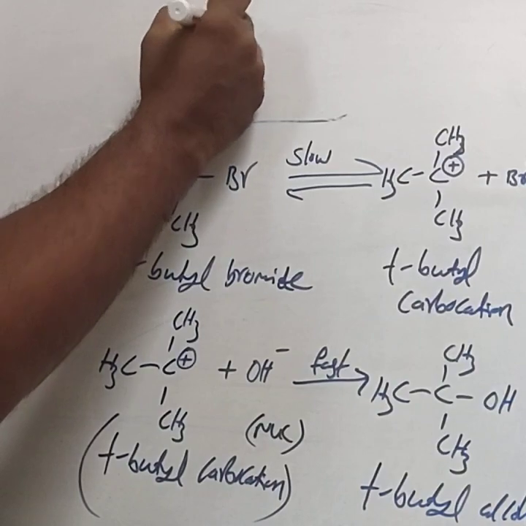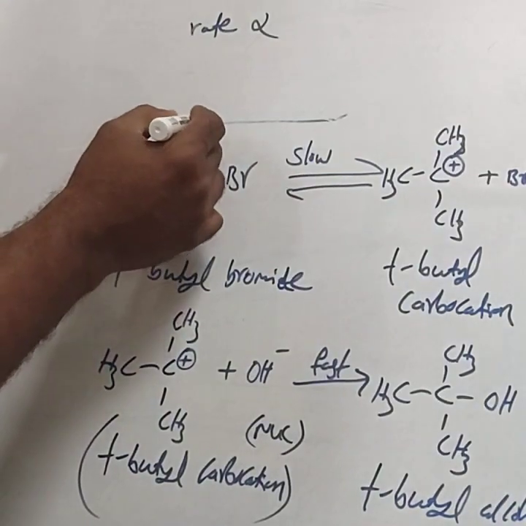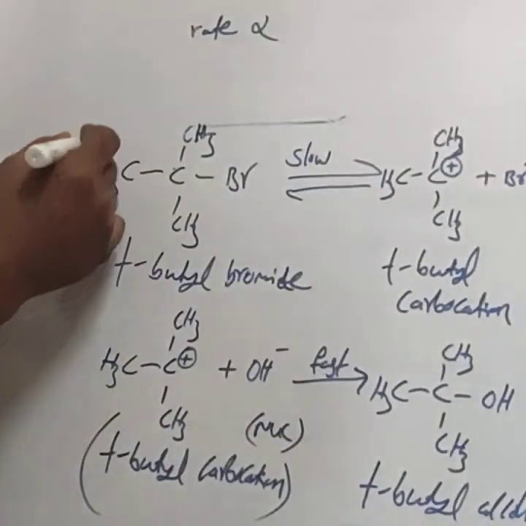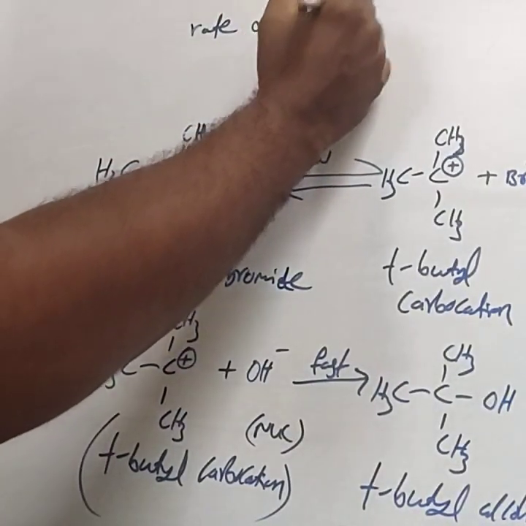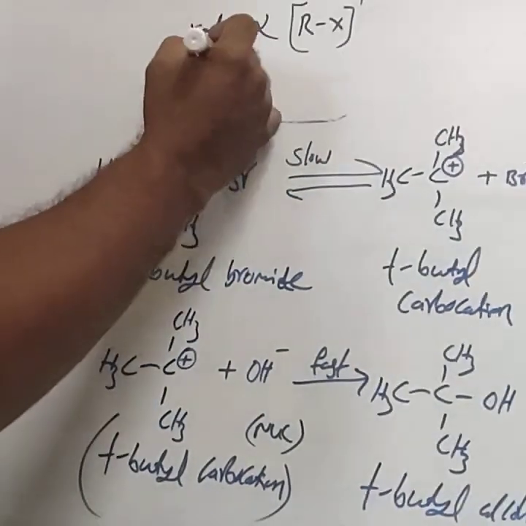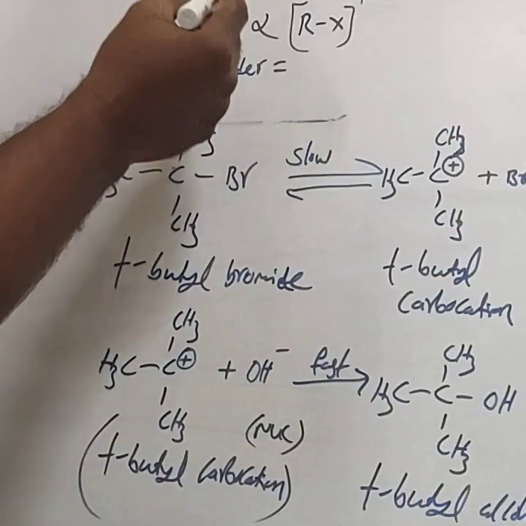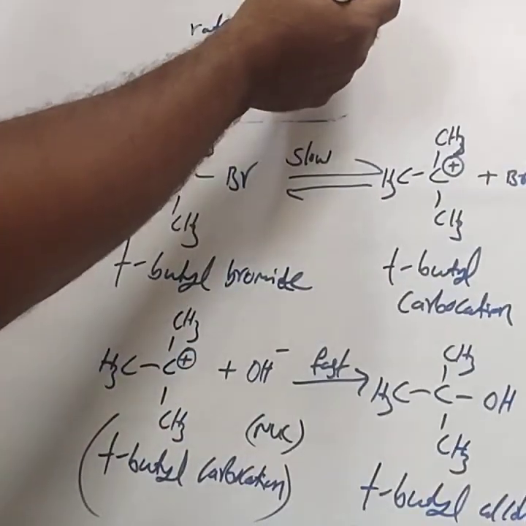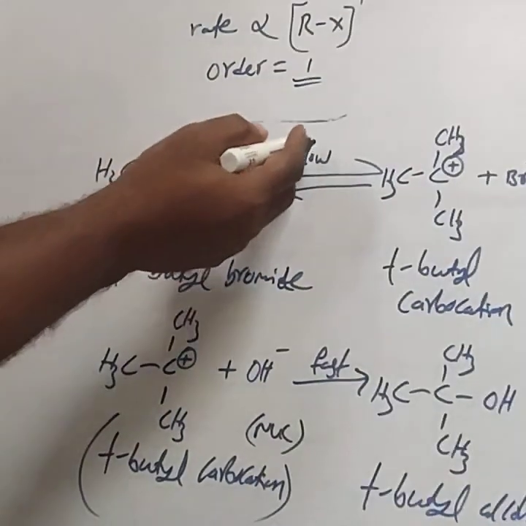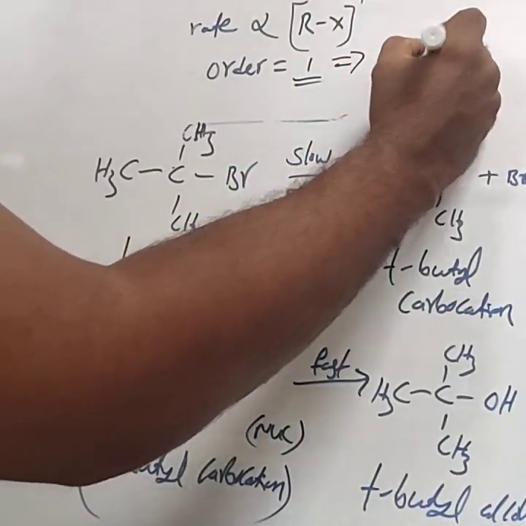Hence, rate is proportional to the alkyl halide, since the slow step contains only the alkyl halide. Tertiary butyl bromide is an alkyl halide, 1 mole of the alkyl halide. Hence, rate is proportional to RX power 1. We know that the order is the sum of the powers in the rate equation. Only one power is present, hence the order of the reaction is 1. Again, only one reactant is involved in the slow step, hence it is called unimolecular.